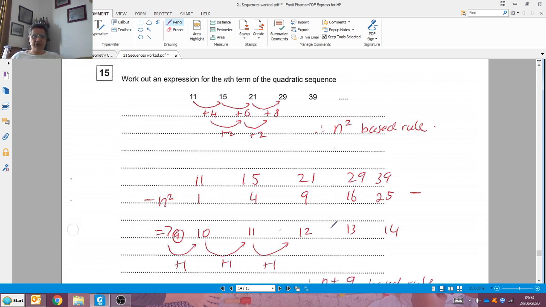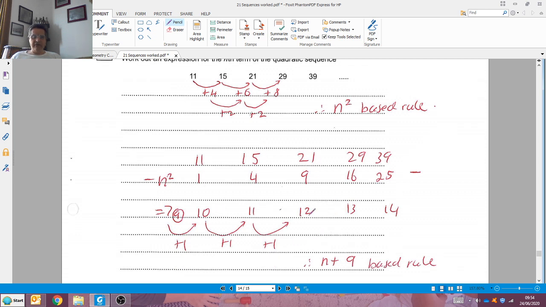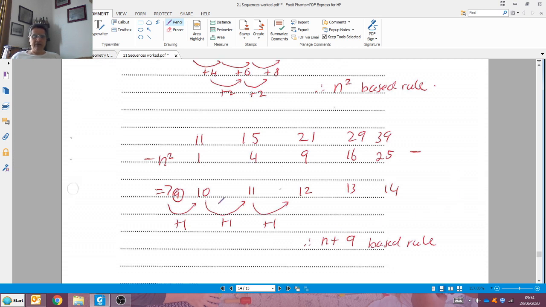So by subtraction, I got 10, 11, 12, 13, 14. I didn't really need all this, but just for teaching purposes. So from 10 to 11 is plus 1. From 11 to 12 plus 1. 12 to 13 is plus 1. So I know it's a plus 1n rule. Now, again, got to get the 0 term. What number plus 1 makes 10? Answer 9. So the rule for that linear sequence is n plus 9.